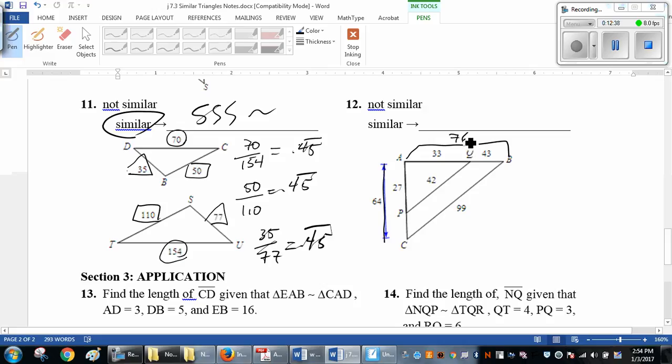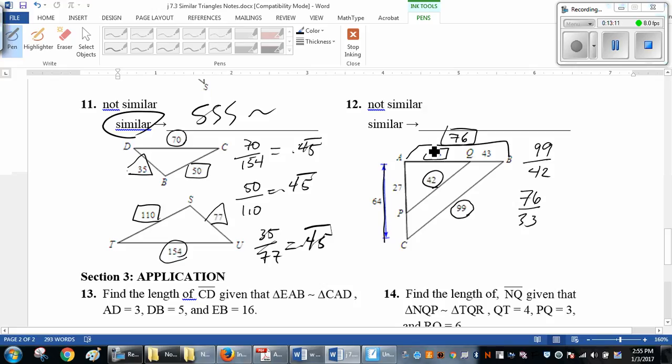Again, let's use that trick that we just used, and let's start with our largest sides. So I have 64, 99, and 76. 99 is definitely my largest side. 27, 42, 33, my largest side. So we're checking our ratio 99 over 42. Okay, go to our next largest. I have 64, I have 76. We're going to use that 76. 76 over, then we have 33, next largest.